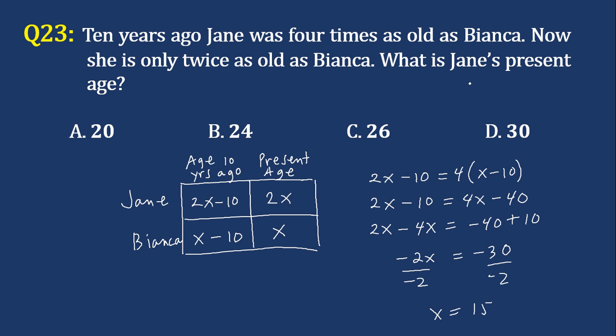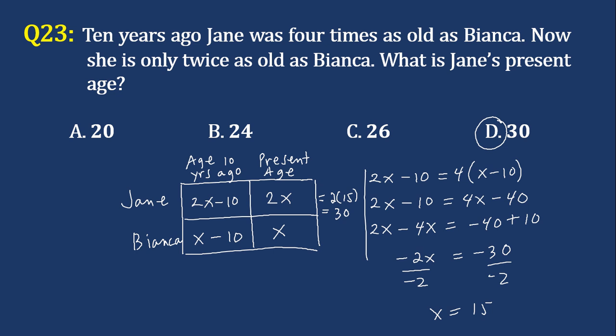Take note, we are asked about Jane's present age, but we represent the present age of Jane with 2x, and x is equal to 15. So this is equal to 2 times 15, which is equal to 30 years old. So the answer is letter D.